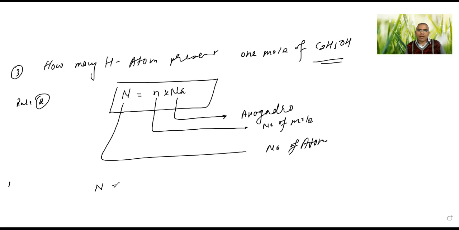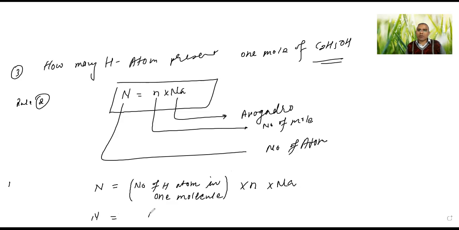Here n is the number of H atoms, the specific atom, in one molecule. So firstly we calculate the number of H atoms in one molecule, then simply multiply by n into Na. Very simple. The number of atoms in one molecule is also known as atomicity. So you multiply the atomicity of H by small n into Na.